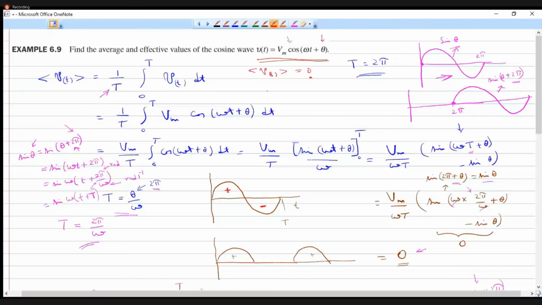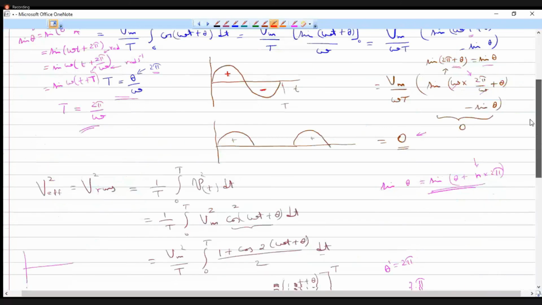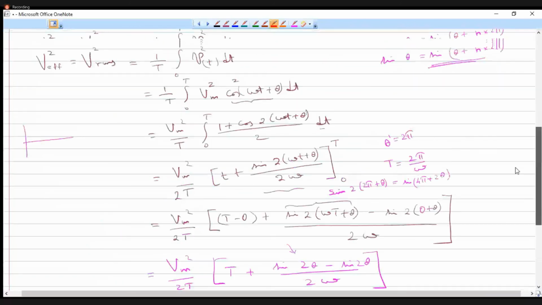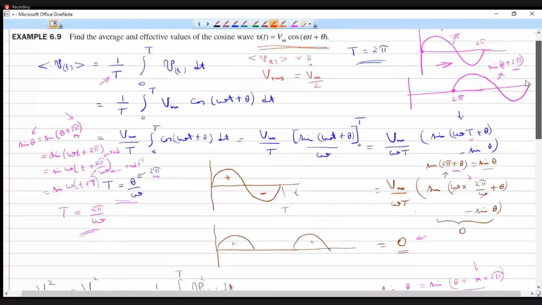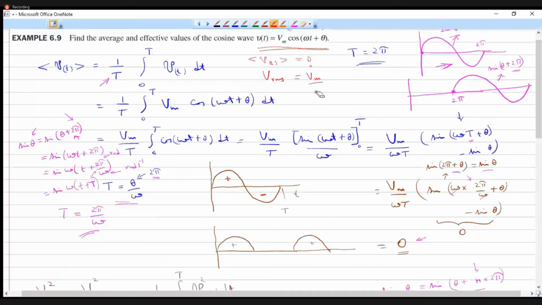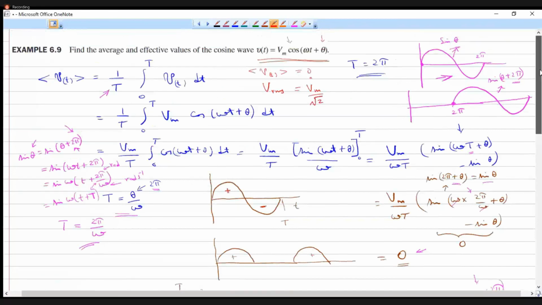Whereas the RMS value, or the effective value, is related to the peak value. We have proved this. It is equal to Vm by root 2. Always remember that the RMS value of a sinusoidal function is equal to the peak value divided by root 2. So it is equal to Vm by root 2.